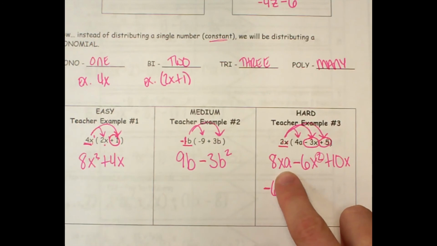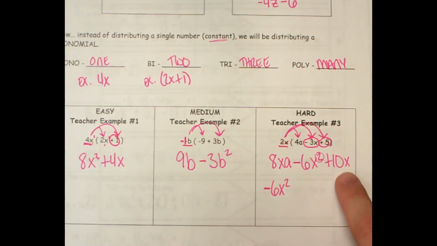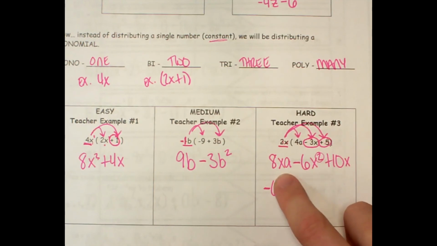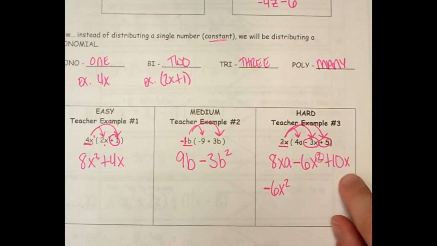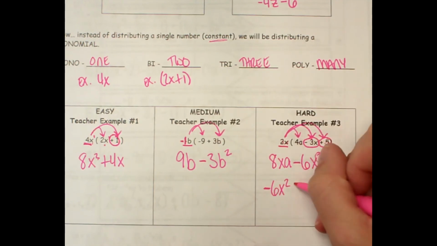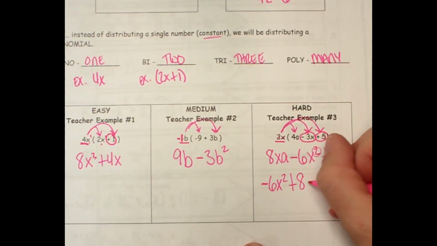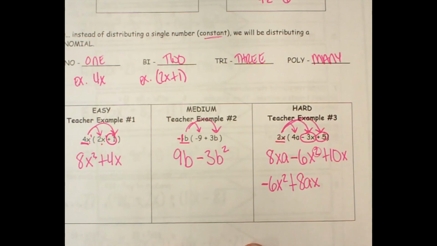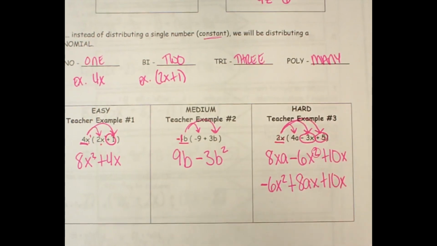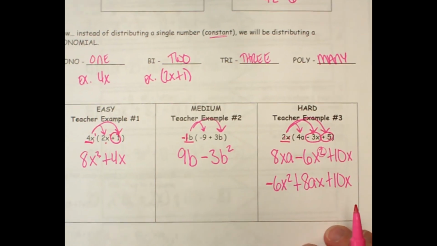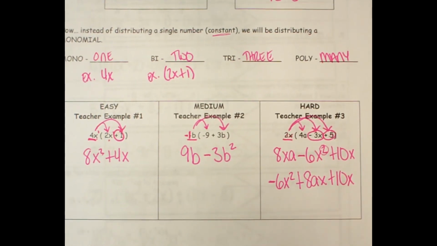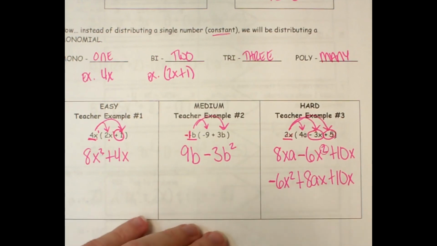Because the 8xa has more, it'll go before the 10x. And by more, I mean more variables. It has the x and the a. This one only has the x. So we would say plus 8, and we're going to write them in alphabetical order. A, x, and then you can bring down your plus 10x. So if you have any questions, be sure to ask. If not, you need to make sure you have your notes done on page 9 before you turn to the back and start page 10.